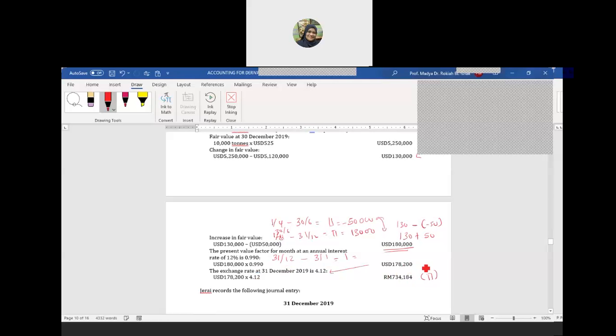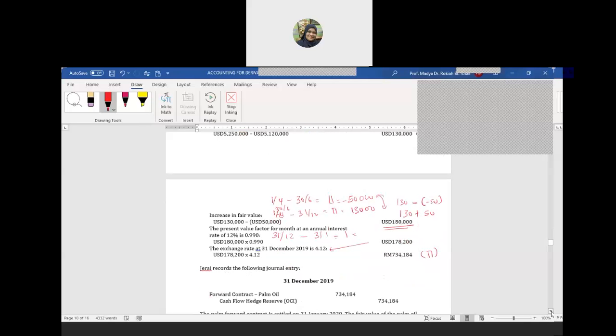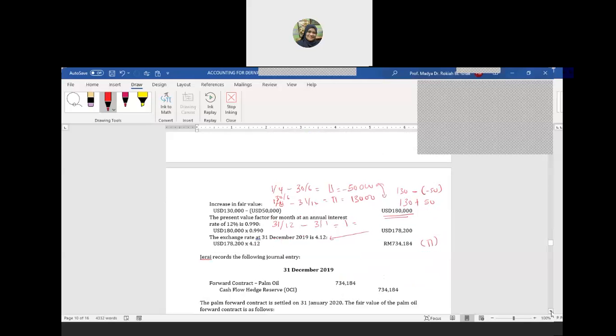Okay, so the journal entry that we have here: debit forward contract and then credit cash flow reserve, other comprehensive income. This time we have a gain. I'll just proceed. If you have a question, I'll leave some time for you to ask a question. So I'll just finish this one first.